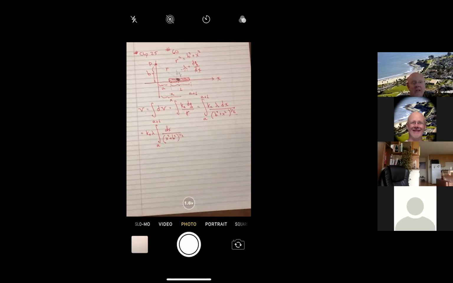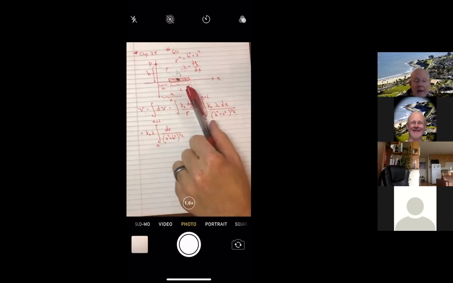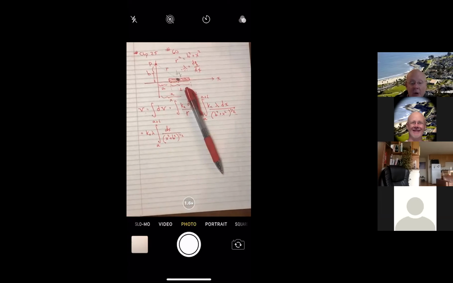But here's what I want to say. I'm going to switch my camera now and go to the textbook. The tests are going to be open book, and you can then switch.